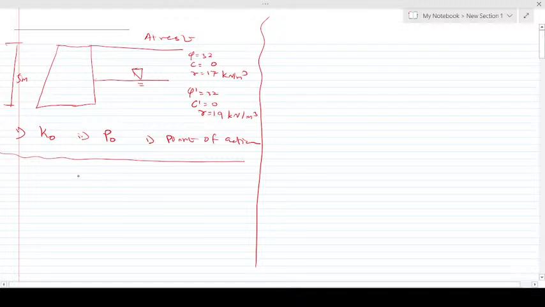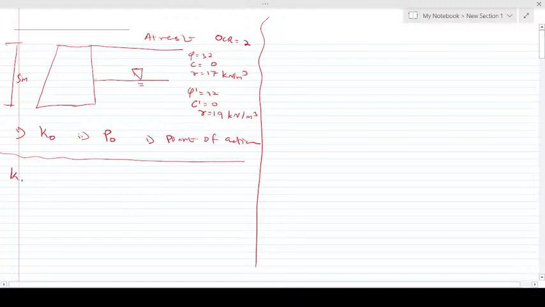So let's start. Just as we said, the first step is to find your K naught. And in this question too, we have our over consolidated ratio. Let's say we have OCR of 2, okay? OCR of 2. So now our first thing is to find our K naught.